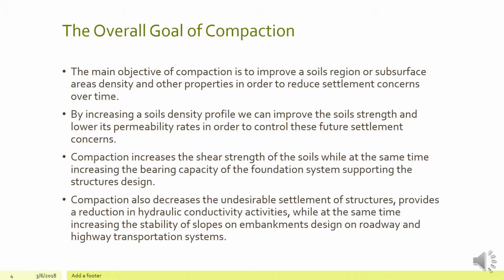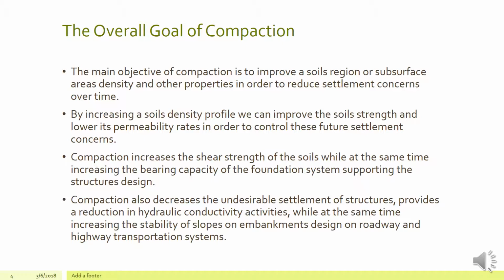So what's the overall goal of compaction? What are we trying to do? The main objective of compaction is to improve the soil region or subsurface area's density and other properties in order to reduce settlement concerns. We want to get those soils to push back together as best we can, get rid of those voids, so that once we put a load on it, the soil will hold it. By increasing a soil's density profile, we can improve its strength and lower its permeability rates in order to control future settlement concerns.